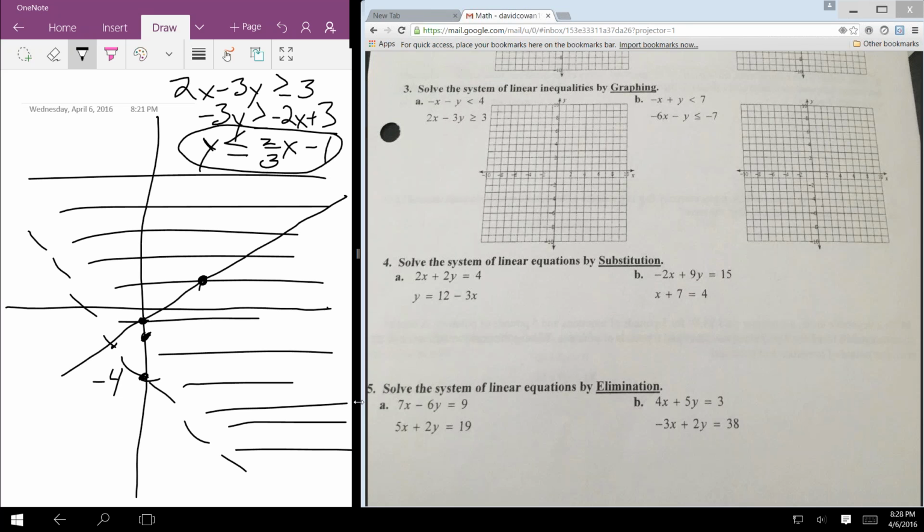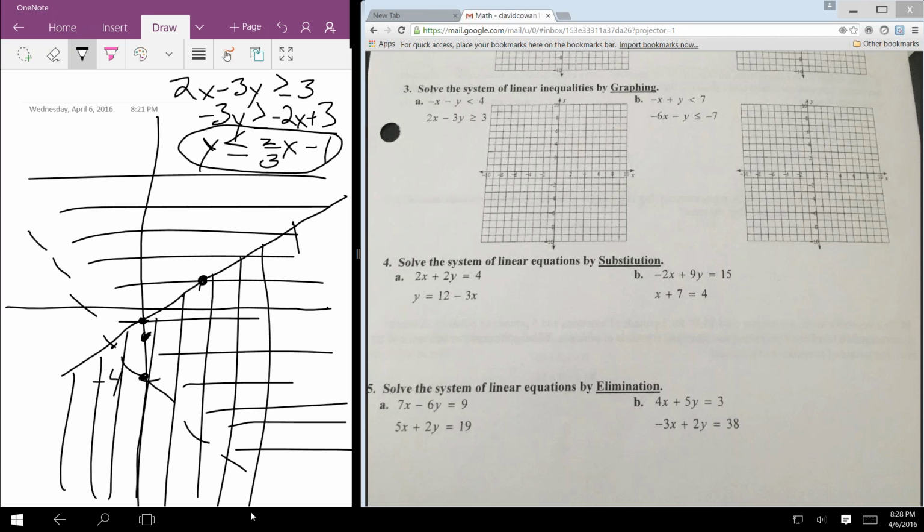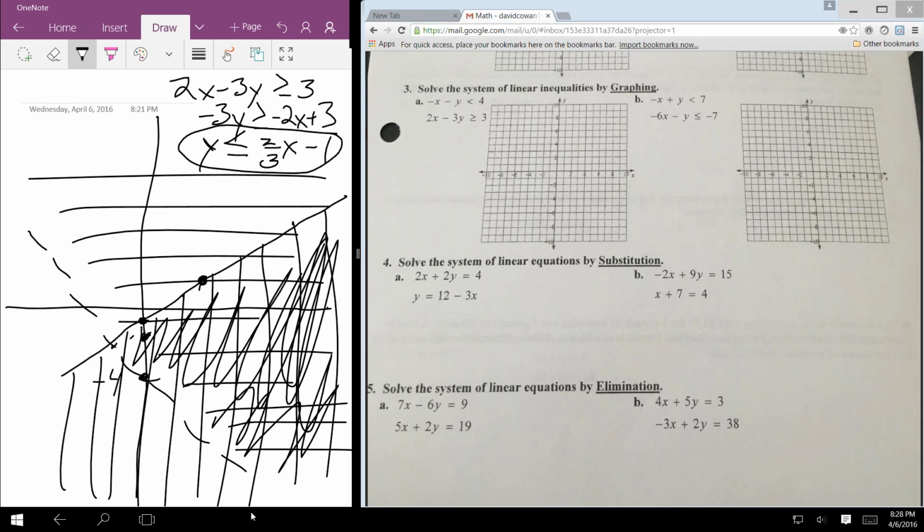Which side of that line do I shade, up or down? Down. So I'm going to use vertical lines this time. And now my solution set lies in the area where I have both vertical and horizontal lines, which is this area right here. Now, can you see why that would be tough to describe algebraically?